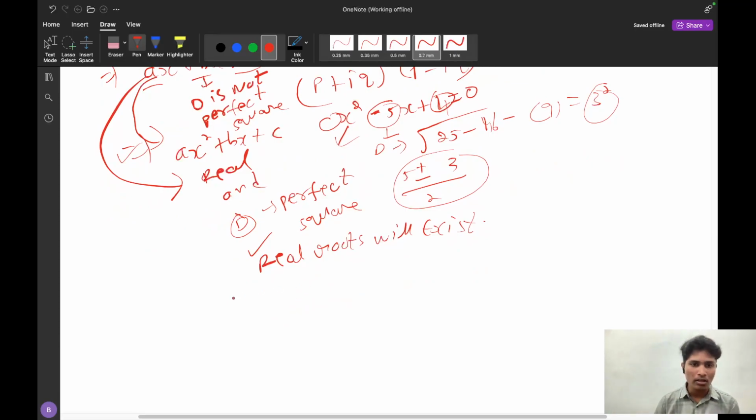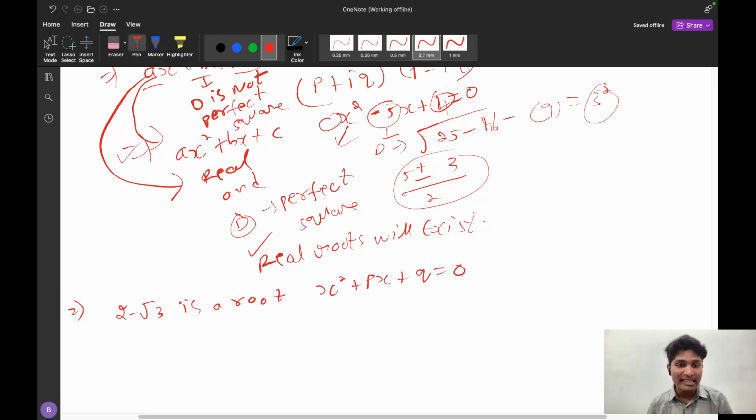For this, let's do an equation. Let's do one problem. They are saying that 2 minus root 3 is a root of this equation, x square plus px plus q equal to 0. For this equation, 2 minus root 3 is one of the roots. Now what are they saying? They are saying the relation. What is the relation we can get?